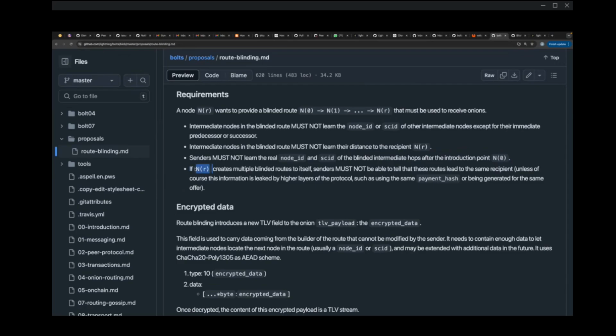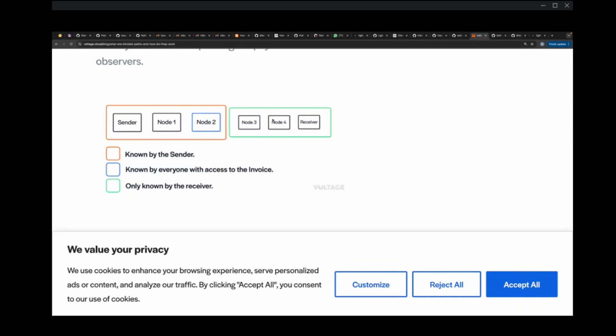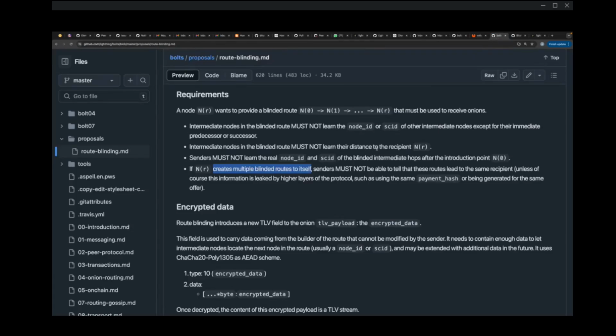If NR here stands for the node number, and the receiver creates multiple blinded routes to itself, like N3, N4, and then one more route with N5, N6, you can create any number of blinded routes to yourself. Senders must not be able to tell that these routes lead to the same recipient. So looking at two blinded routes which go on to the same recipient, you should not be able to guess if it's going to the same node, because then you would just dox your identity. Unless, of course, the layer above, which is the application, leaks it.